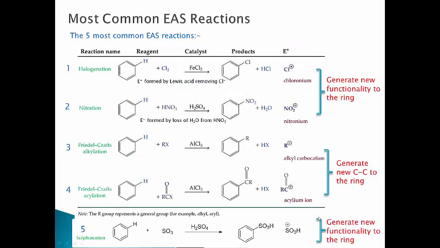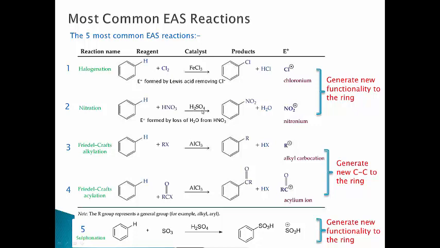So let's have a look at the reagents and the electrophiles of some common EAS reactions. So we've got halogenation, nitration, and sulfonation. They're generating new functional groups onto the ring. So if we have a benzene, we mix in some Cl2 and our catalyst is FeCl3, we would swap our hydrogen for our chlorine. So our electrophile is what is adding on, so it's Cl+. So it's a chloronium ion.